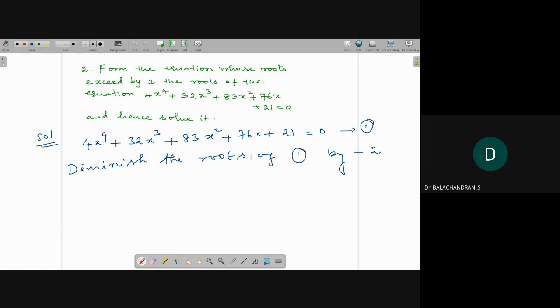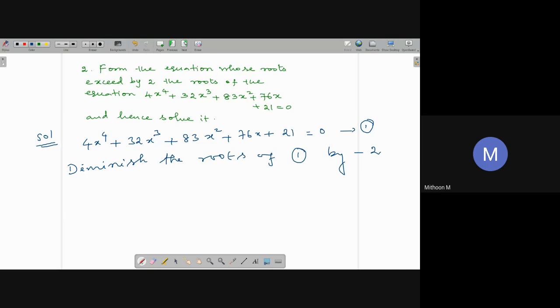So finally I need to again add what? I need to add minus 2, because I already diminished by minus 2. So that's why I need to add minus 2. Okay, that means... Oh, okay, sir. I understood, sir. Thank you, sir.